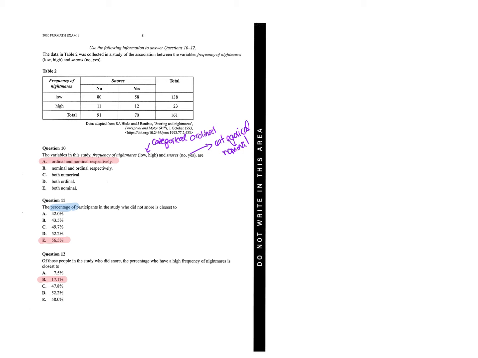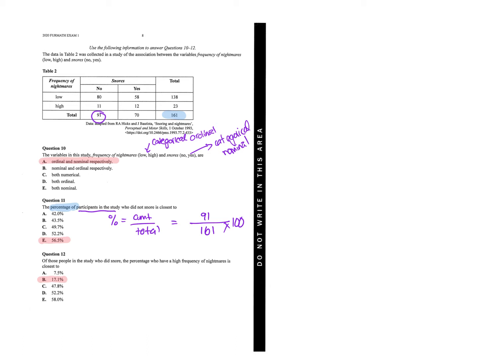Okay, the next question, 11, says the percentage of participants in the study who did not snore is closest to... So all the participants, we've got 161, so we've got the total. When you're working out a percentage, remember we want the amount over the total. So they said of the participants in the study, so that means the total was 161, and they said who did not snore. So that would be all these people who do not snore, so that would be 91 over 161 times 100. And you get 56. Is that okay?